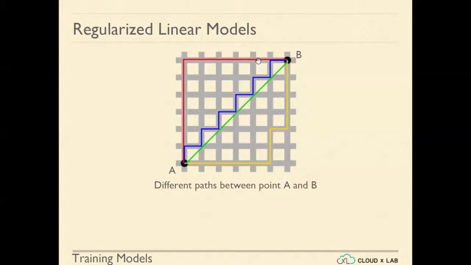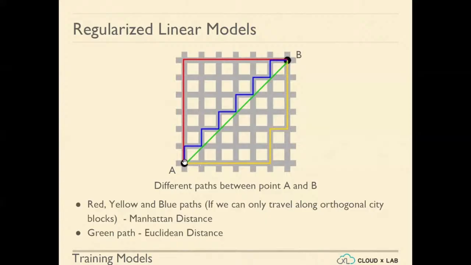This other distance is also valid, but here the difference is that we can only travel along orthogonal city blocks. If we only travel orthogonally, then this type of distance is called the Manhattan distance. For example, if you are moving in this direction, you can only change direction orthogonal to the previous direction. Orthogonal means a 90-degree angle, right?